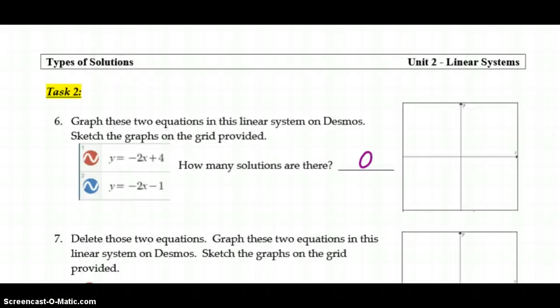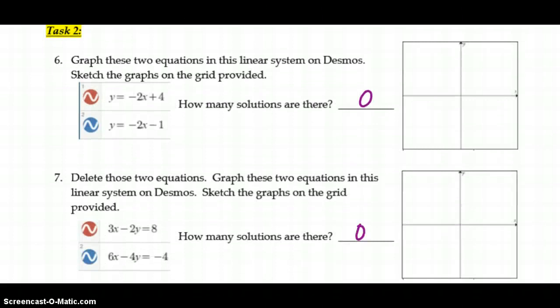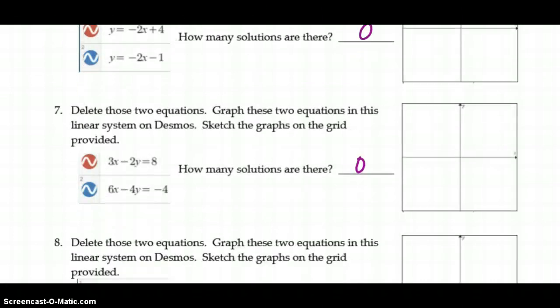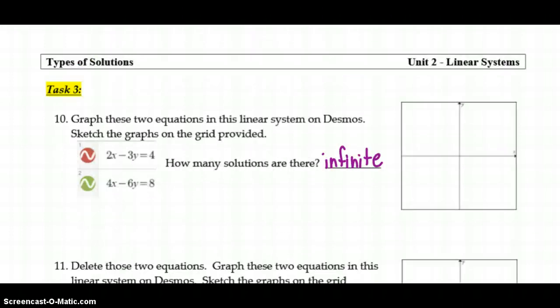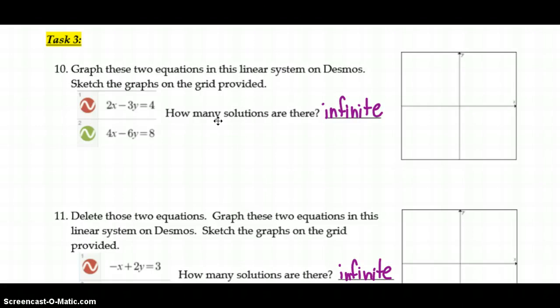Moving on to the next page, you should have noticed that these lines do not cross one another, meaning that they are parallel lines, and each of them would then have zero solutions or no solutions. And for the final one, you may not have known what to write here, but when you graph these two line segments, they are actually the exact same line. So one lays right on top of the other, so we say that it has an infinite number of solutions. Basically, every point on that line is touching the other line.